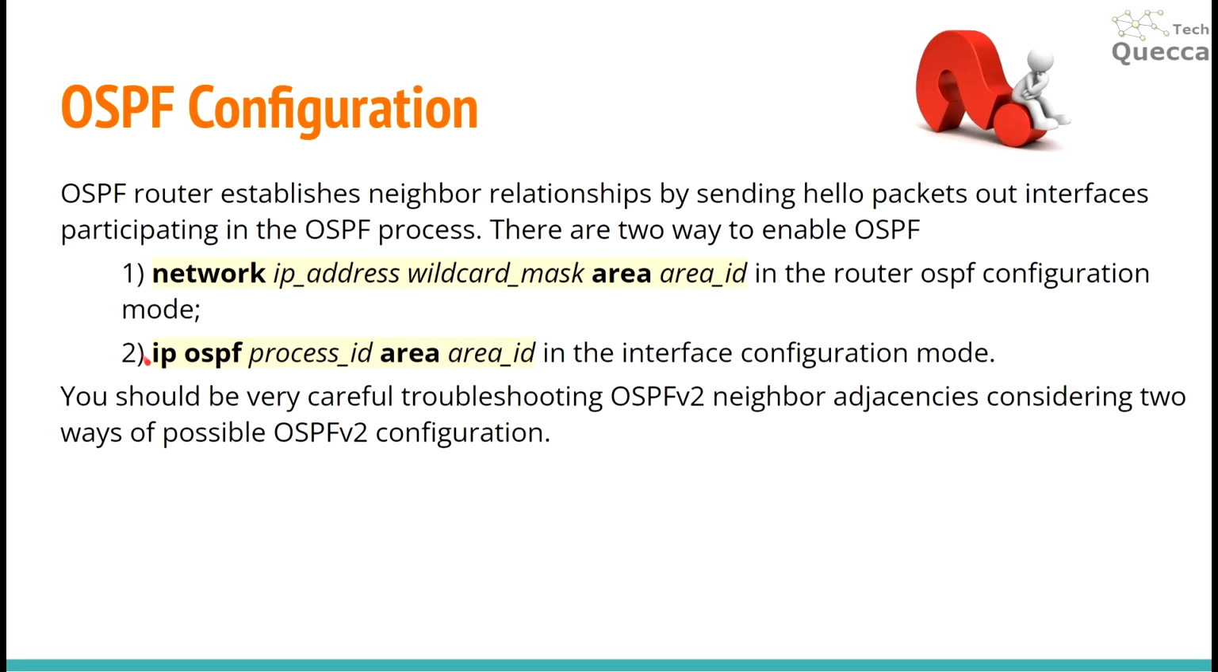And the second one, directly in the interface configuration mode, you need to enter the command ip ospf process ID area with the area ID. Considering that you have two ways to enable OSPF on the interface on the router, you need to be very careful while troubleshooting OSPF adjacency.